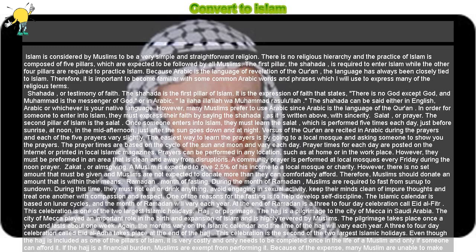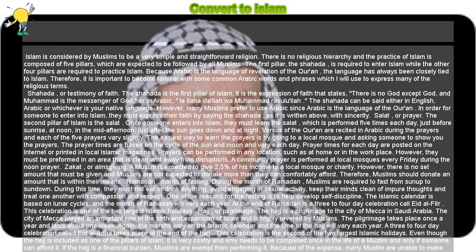Hajj, or pilgrimage. The Hajj is a pilgrimage to the city of Mecca in Saudi Arabia. The city of Mecca played an important role in the birth and expansion of Islam and is highly revered by Muslims. The pilgrimage takes place once a year and lasts about 1 week. Again, the months vary on the Islamic calendar and the time of the Hajj will vary each year. A 3 to 4 day celebration called Eid al-Adha takes place at the end of the Hajj. This celebration is the second of the two largest Islamic holidays.